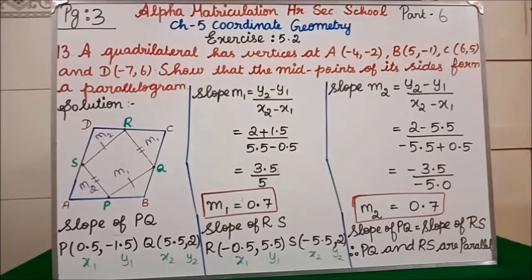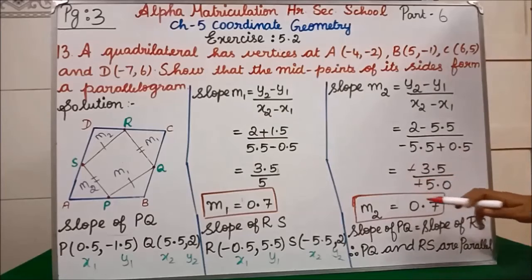3.5 divided by 5.0 is what answer? 0.7. See now, both the slopes are the same, isn't it? So you write slope of PQ is equal to slope of RS, which means opposite sides are equal and opposite sides are parallel. How are we saying parallel? According to the parallel condition, slope of M1 is equal to slope of M2, isn't it? So we can write, therefore PQ and RS are parallel.